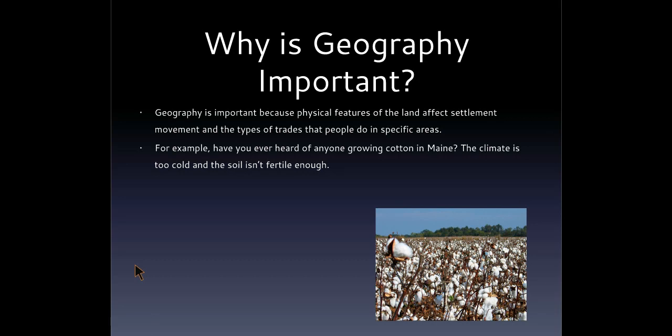So, let's start off with, why is geography important? Well, it's super important because physical features of the land affect settlement, movement, and the types of trades that people do in specific areas. For example, have you ever heard of anyone growing cotton in Maine? The climate is too cold and the soil isn't fertile enough. So naturally, you need to find a climate that is suitable for this kind of crop. And that's one way that geography affects history.